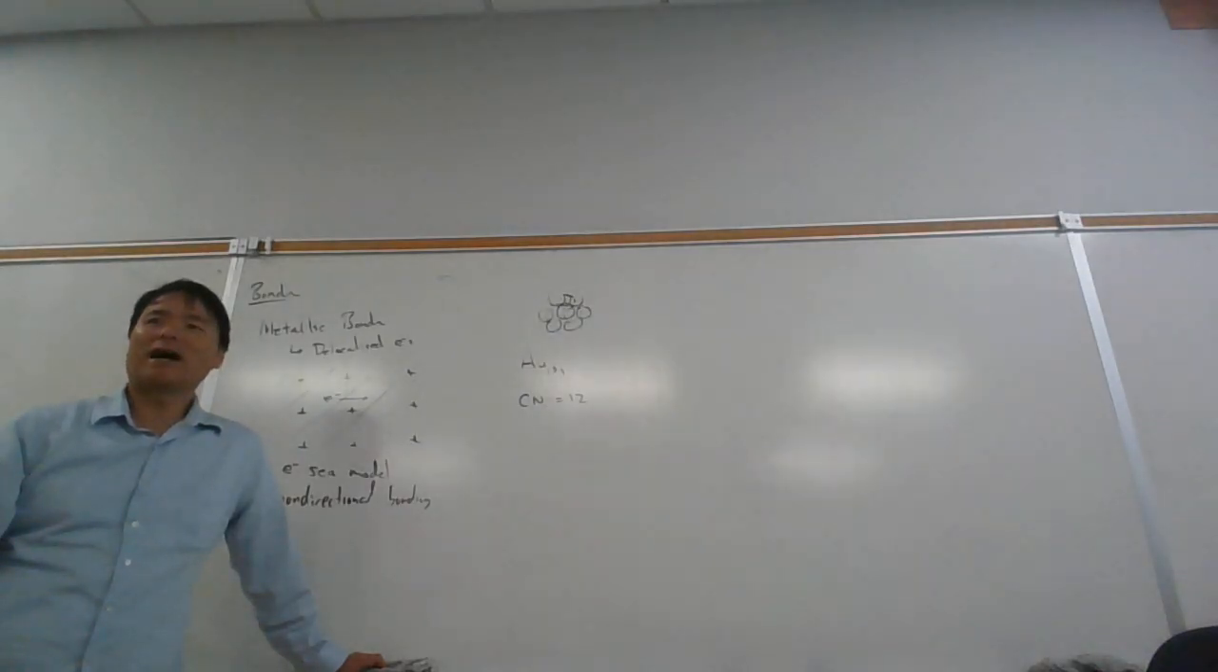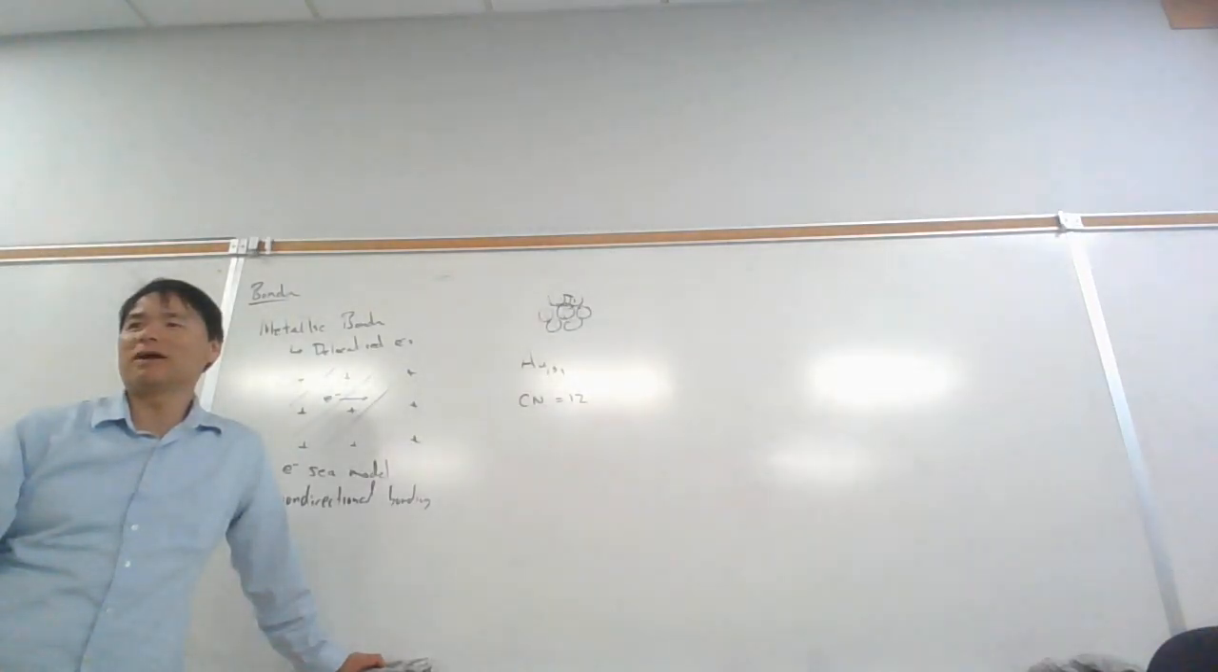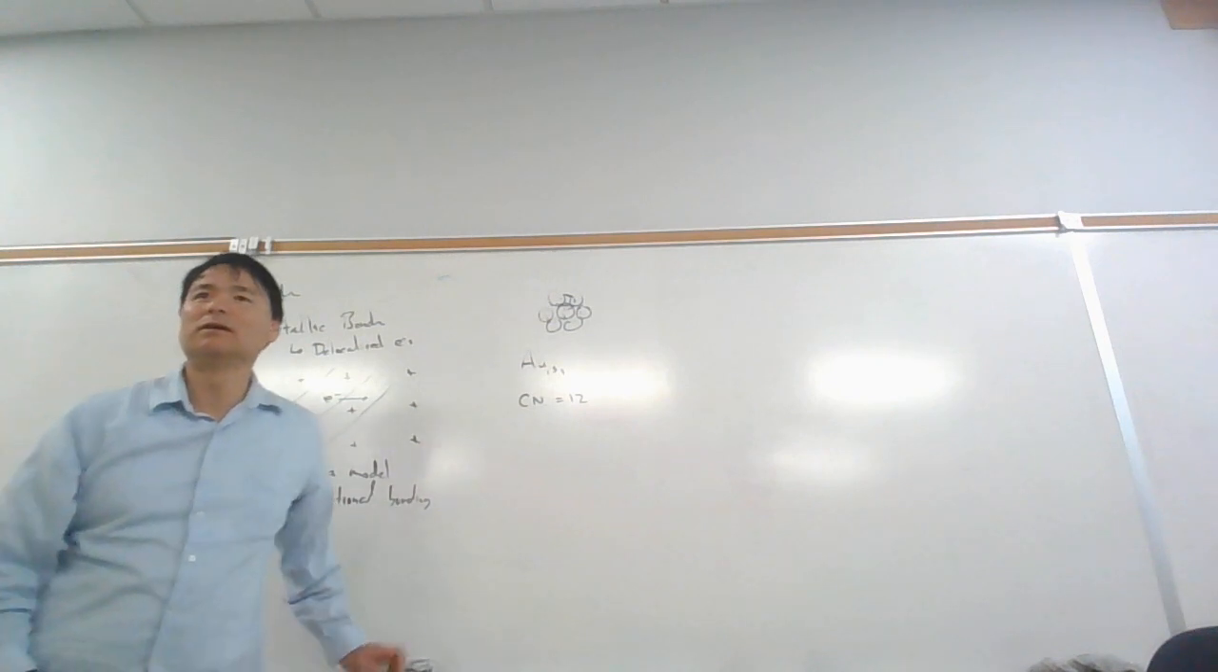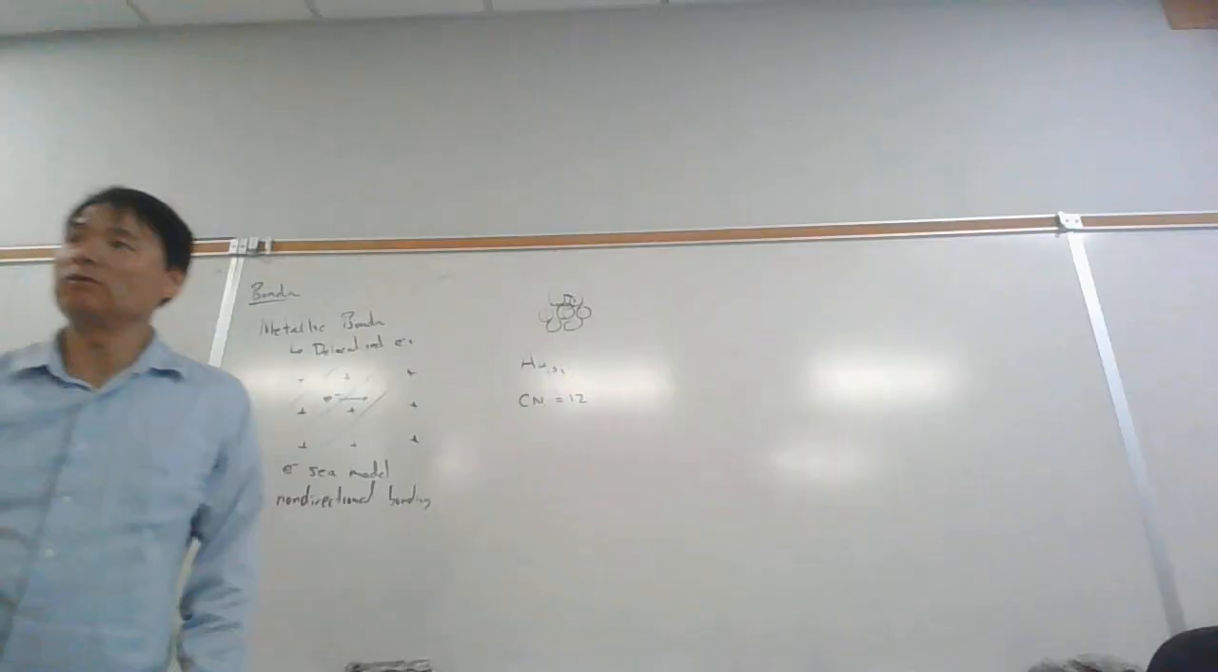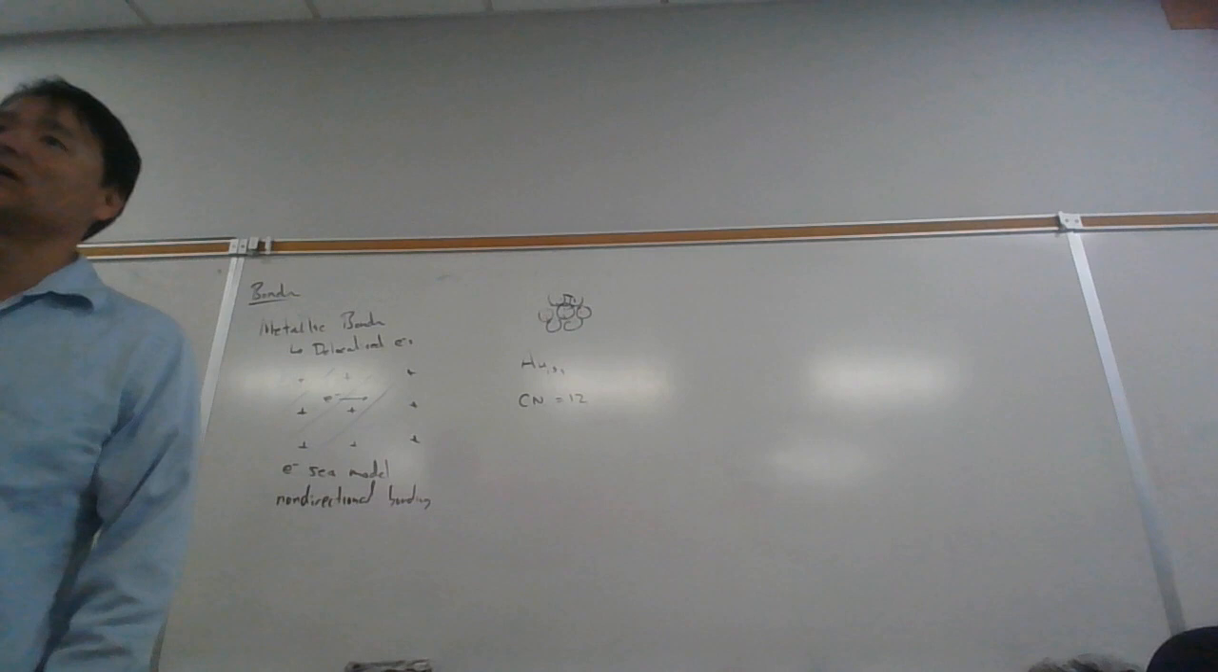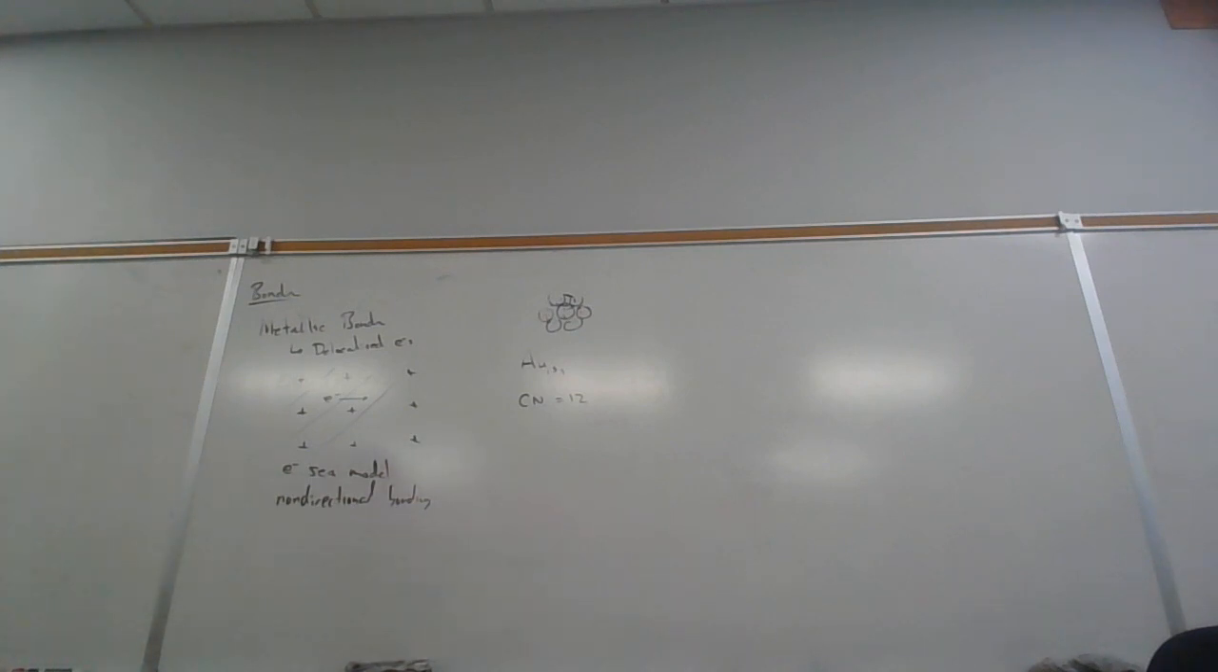Well, what hybridization is that? No, we don't do hybridization here because hybrid orbitals are localized; they're very directional. This is delocalized. So what orbital is it using then? Well, probably the best explanation for metals is not valence bond, not atomic orbitals. You know what the best explanation for metals is? What's the other competing theory?